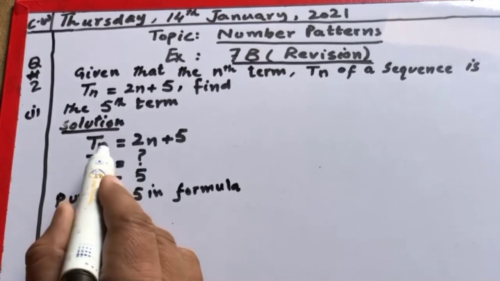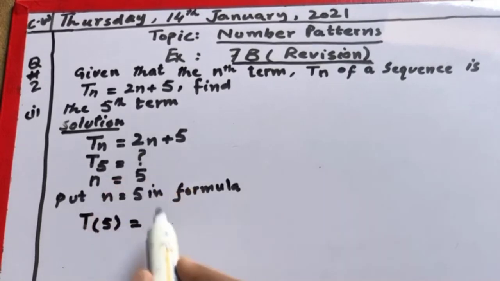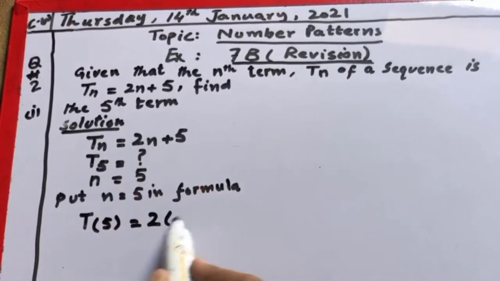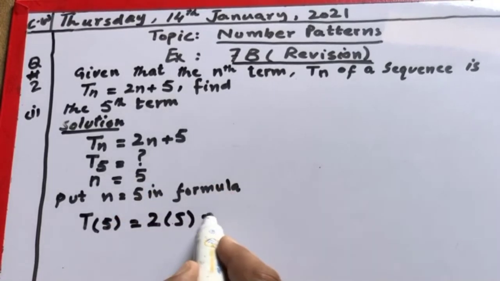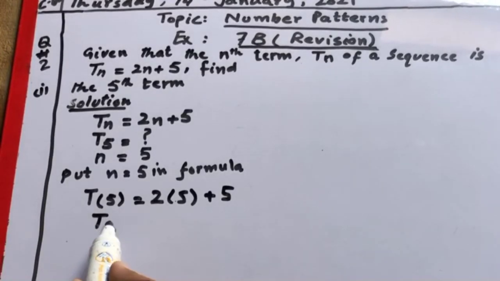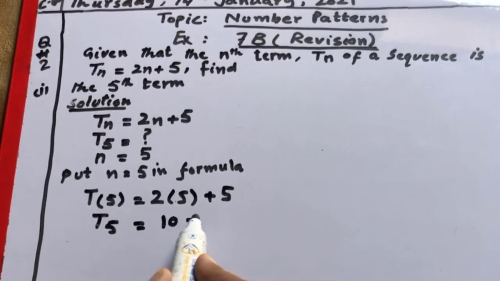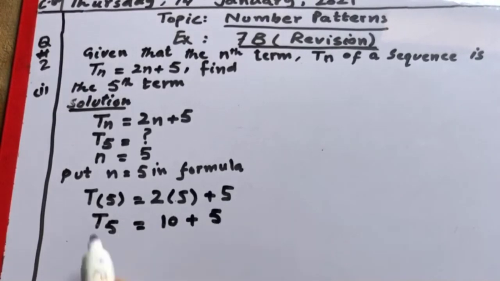2 into, so we replace n by 5, and here 2 into 5 plus 5, and if we simplify, it becomes term number 5 is equal to 5 2s are 10 plus 5. So the fifth term is equal to 10 plus 5, which is 15. So the fifth term is 15.